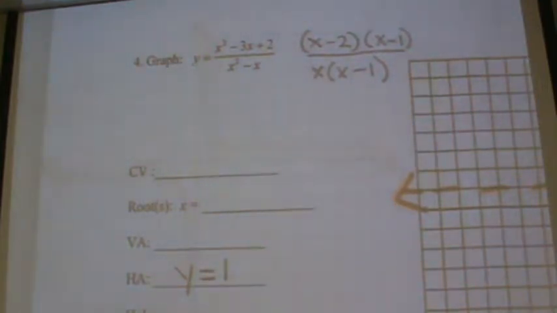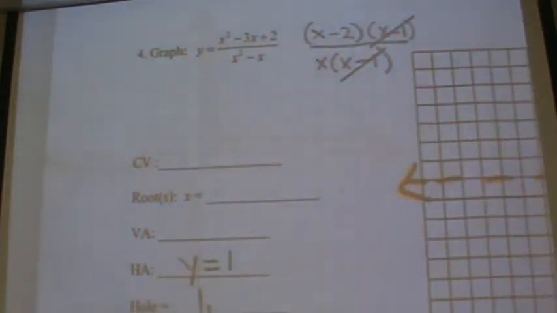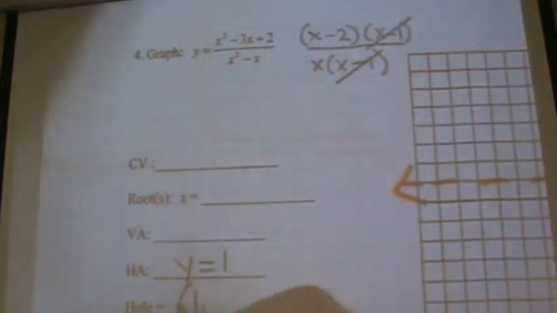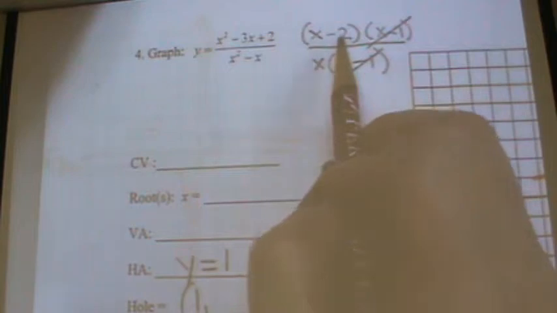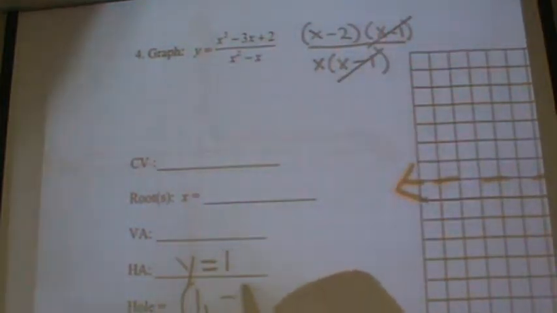Okay, so now what? I heard a hole. Where's the hole? At 1. Plug it in. Okay, negative 1 plugged in here. What's 1 minus 2? Negative 1. Negative 1 over 1, which is negative 1. So, do you all agree we have a hole at 1, negative 1? Yeah. How are we going to designate that hole?